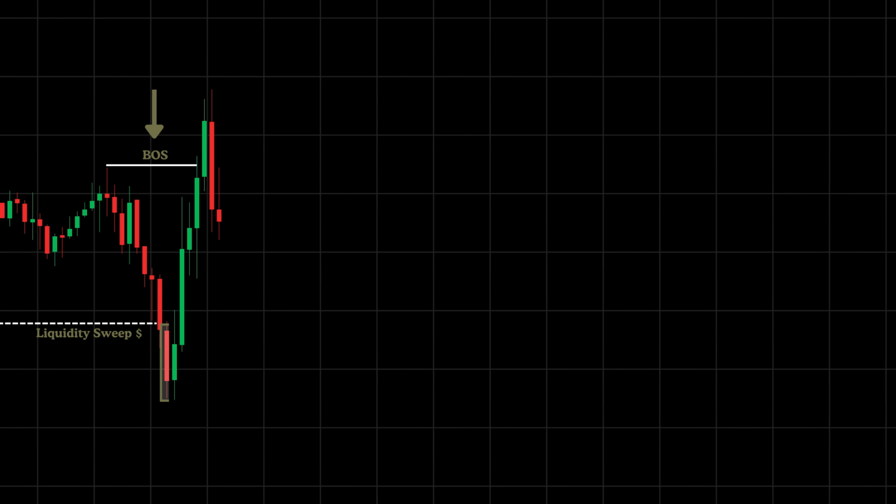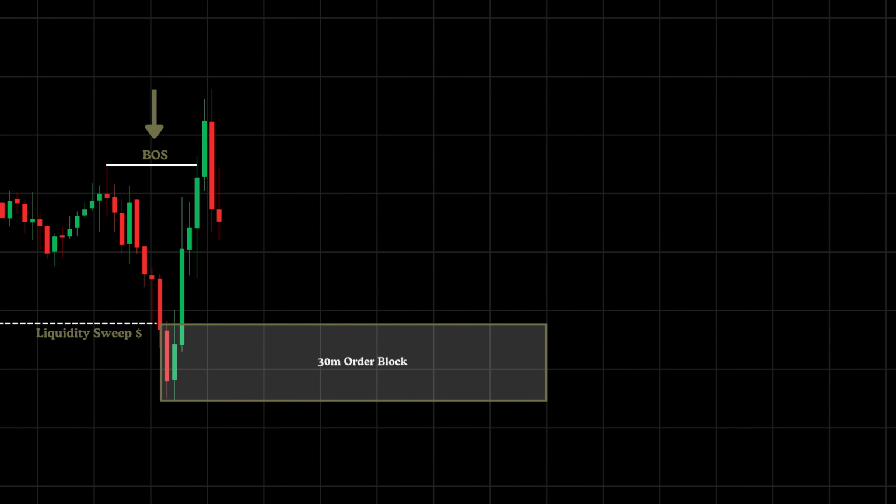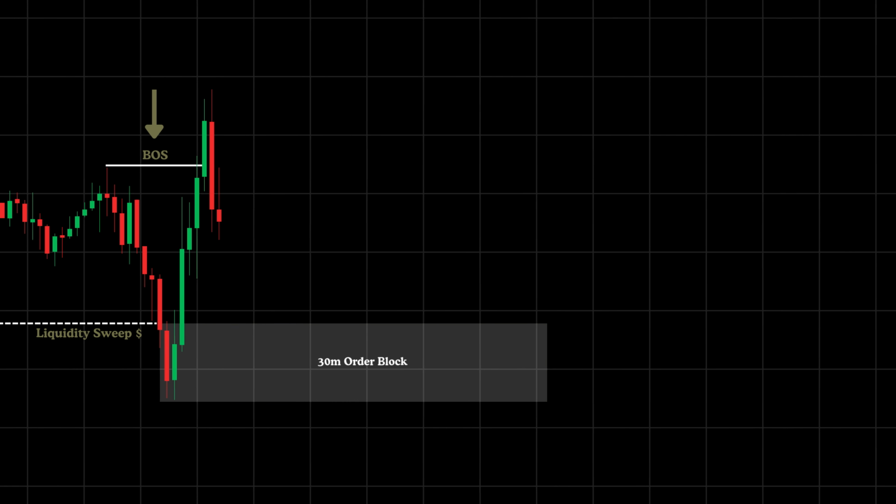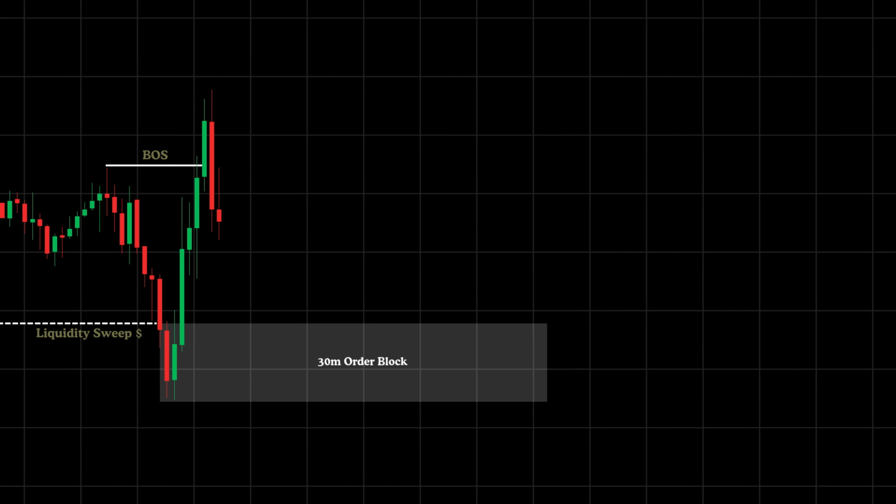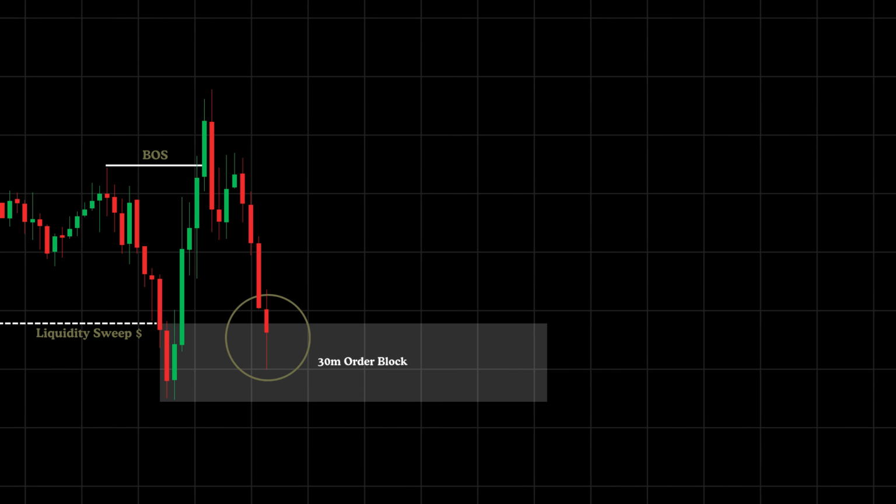To do that, I'll mark this down close candle, the opposite colored candle, which forms the 30-minute order block and carries the potential to reverse price. This gives us a fresh, unmitigated demand zone, and this is exactly where we want to keep our attention. It's the ideal area to look for long setups if price pulls back into it. Once the higher time frame order block is marked, the next step is to wait for price to return to this zone. Now let's play the chart forward to see what unfolds.